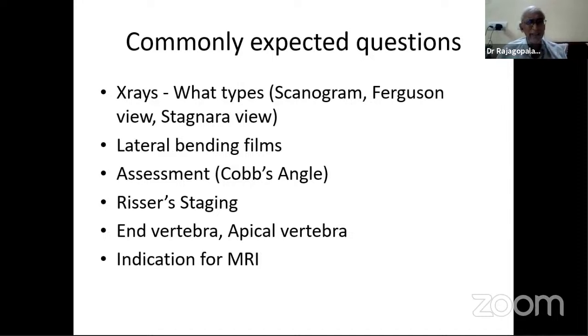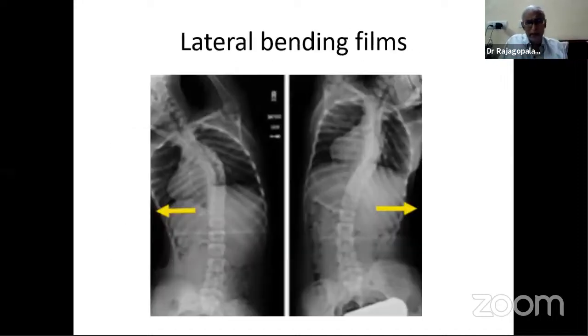What is important is lateral bending films, which are commonly done. Another catch question may come later. They are not going to ask you how to know the fixed vertebra, etc., unless you have done very well. Risser staging, they usually expect you to know. These are the ones. They don't go into details of MRI, but they may ask you what the indication for MRI is. Lateral bending films are to see how much correction can be obtained. They are commonly done, so you may know.